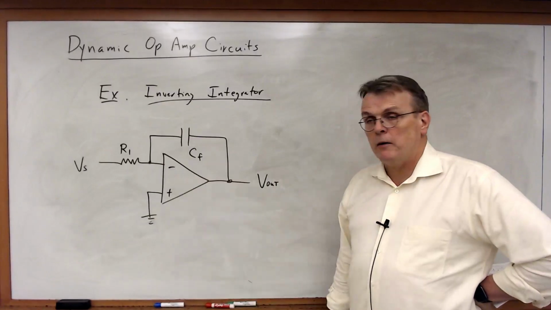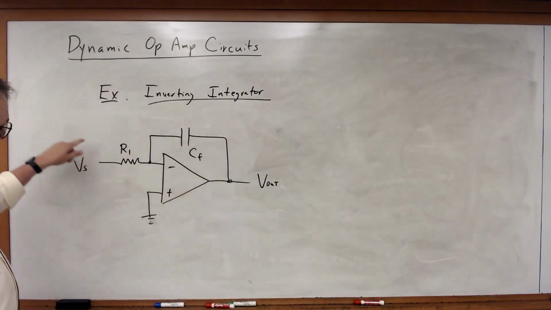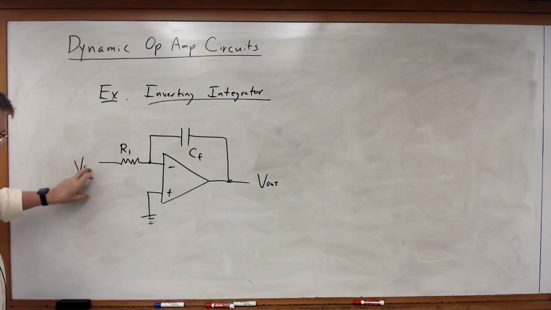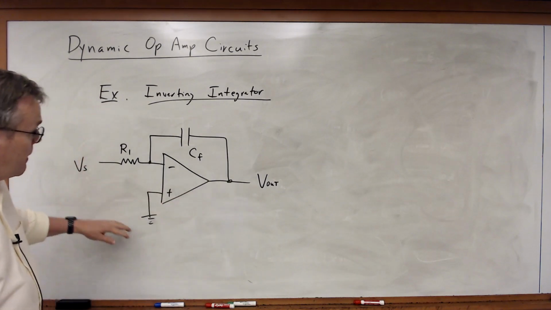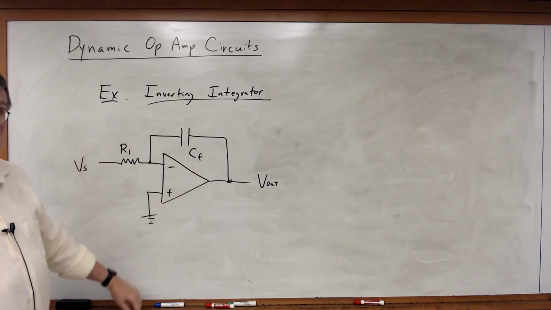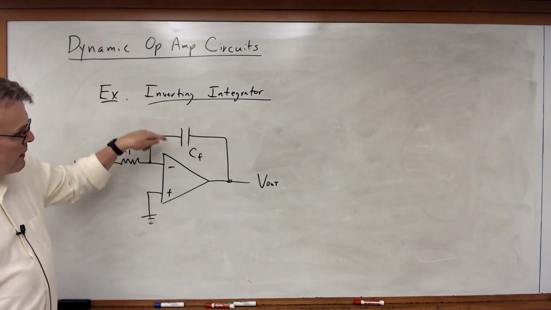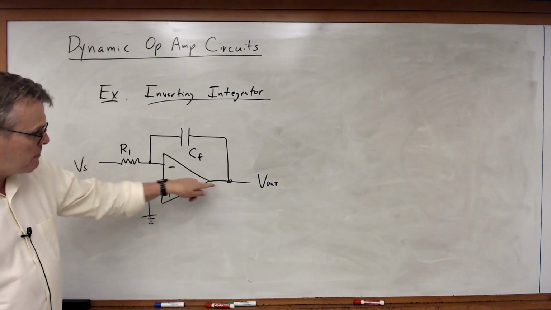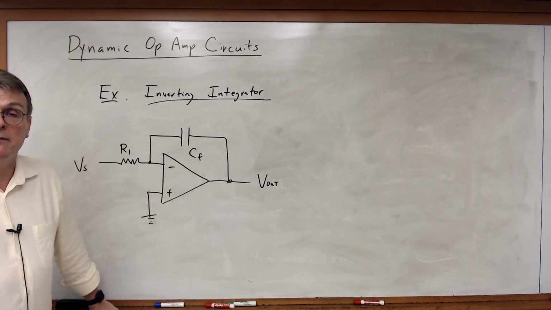And here's our inverting integrator. And notice here's our source Vs. Vs, of course, there's an actual voltage source which is not drawn but is implied, which is generating that voltage. Here's our output. And looking at this, this looks very much like the inverting amplifier we looked at before, except the feedback resistor between the output and the inverting input has been replaced with a capacitor, C sub F.